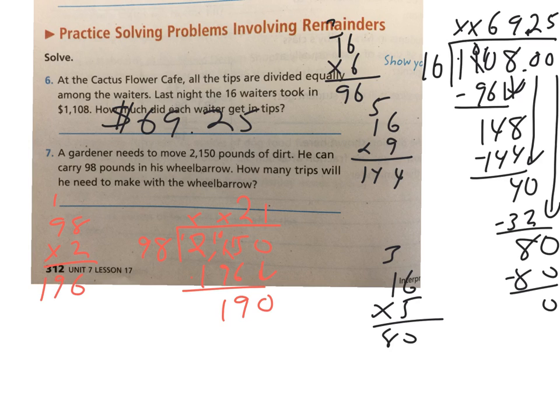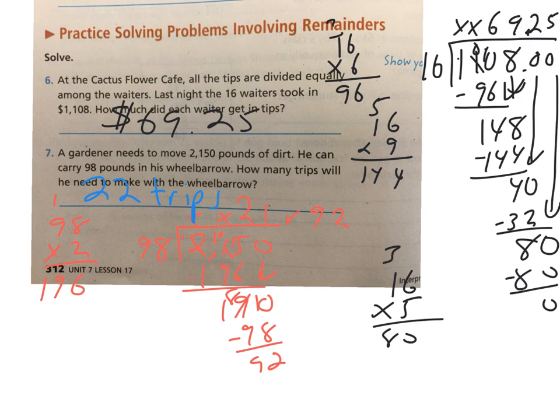98 goes into 190 only one time. 1 times 98 is 98, subtract, 2, 9 becomes an 8, becomes 9, 92 more pounds, so a remainder of 92, which tells me what? I've got to make that 22nd trip. So 22 trips with my wheelbarrow. 21 full ones, and then one that's almost full, 92 pounds on the last trip.